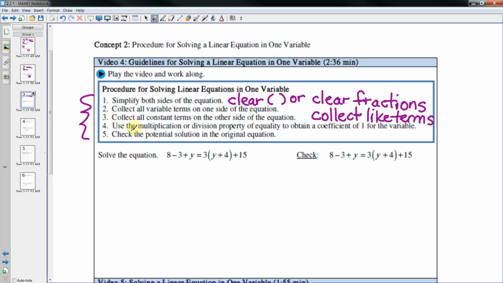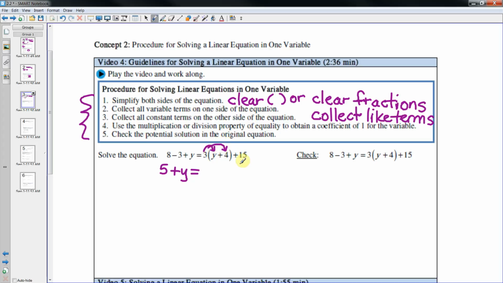So let's look at this first one. It looks really difficult because it's long, but we're going to take it in chunks. Let's look over on the left side. I see right away I have an 8 minus 3. Well, I know I can simplify that to 5. So I have a 5 plus y. That simplified that side a lot. I see a parentheses on the other side. So if you remember, that's called the distributive property.